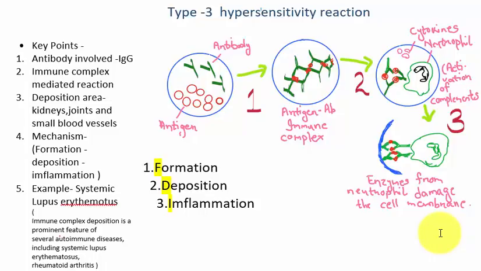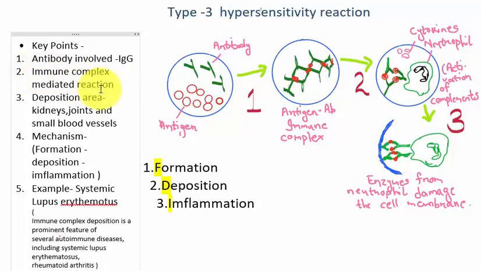Today we are going to learn about type 3 hypersensitivity reaction. So let's look at the key points first. The antibody which is involved in the type 3 hypersensitivity reaction is IgG type. The second point is it is an immune complex mediated reaction.